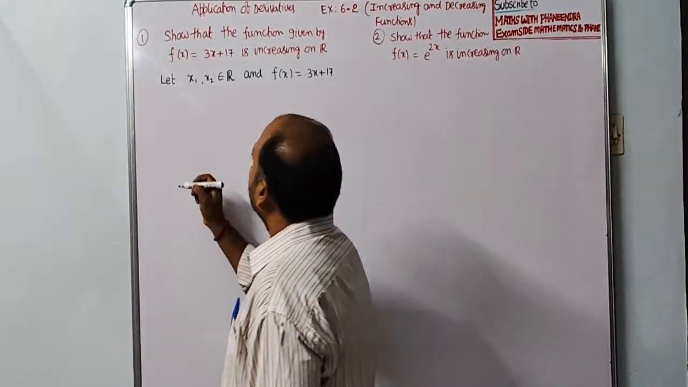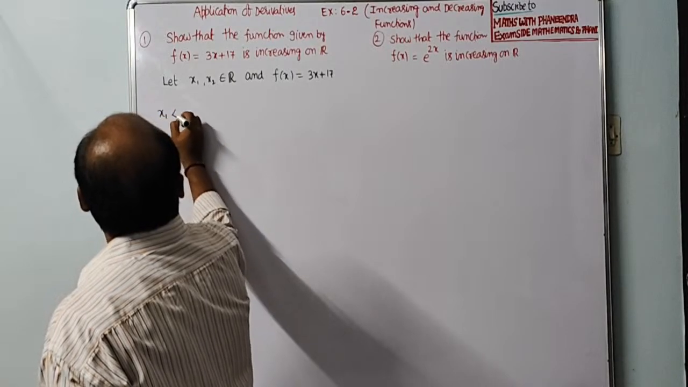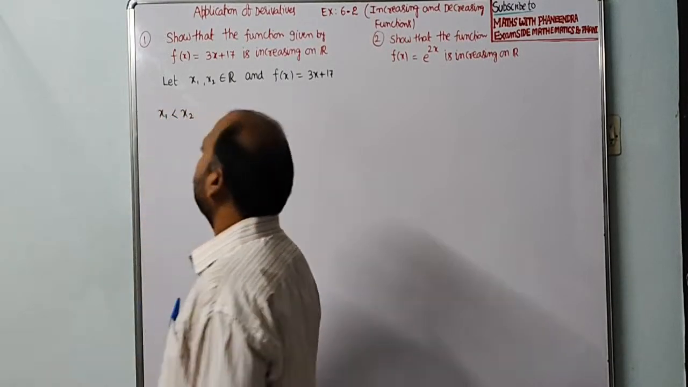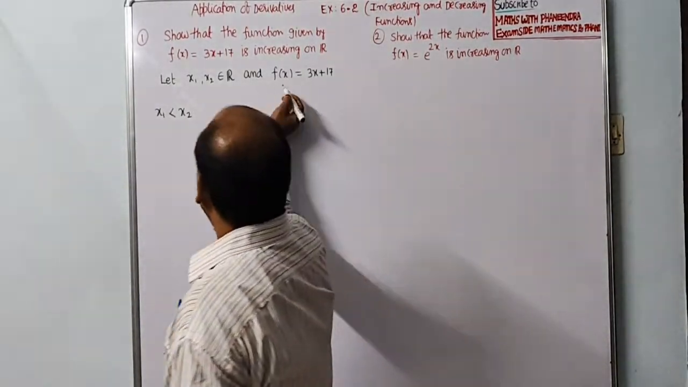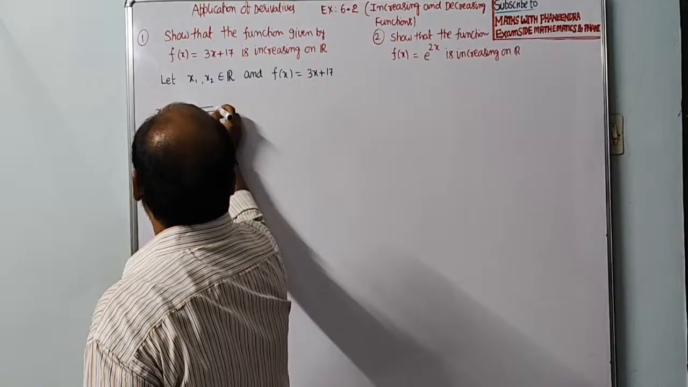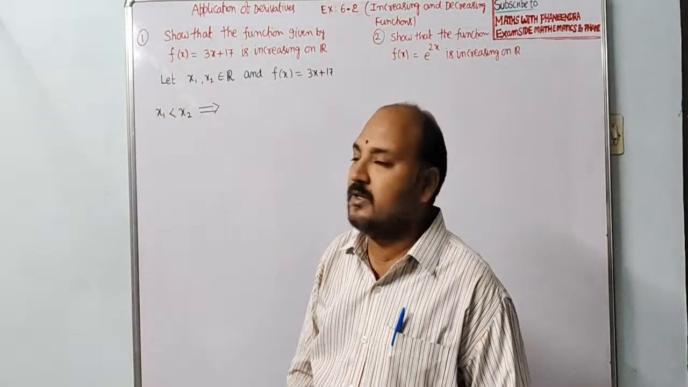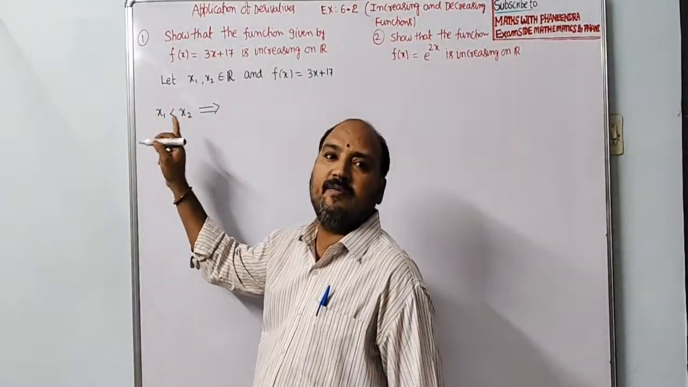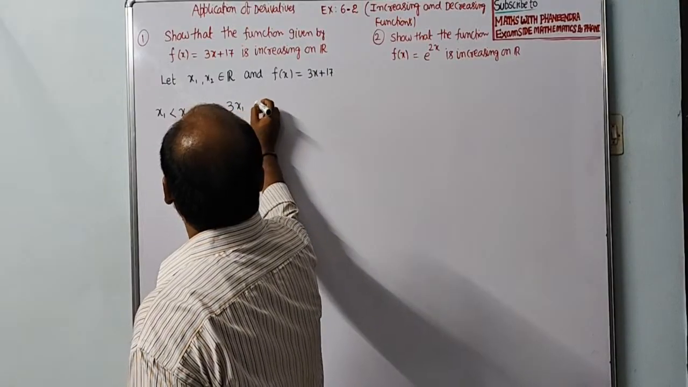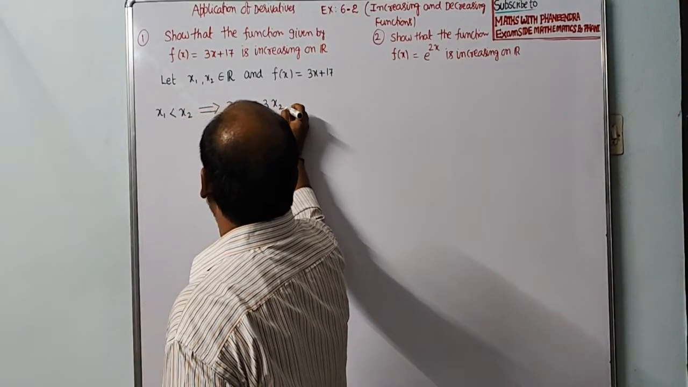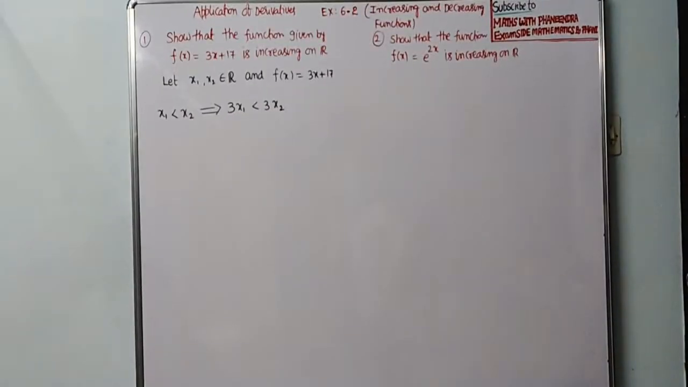So x1 is less than x2. Suppose x1 is less than x2 in the interval R, that implies, here the x coefficient is what? 3x according to the given function. So I want to multiply by 3 on both sides. So 3x1 is less than 3x2.